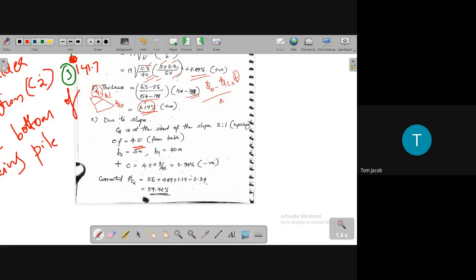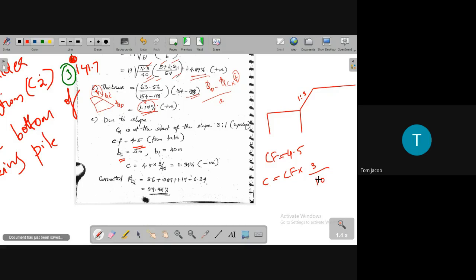So BS is equal to the length of that slope. The slope length is 3 meters. In the figure, it will look like this. This is 1:3. For that 1:3, we have the correction factor CF equal to 4.5. So the correction to be applied is the correction factor into the length of the slope.